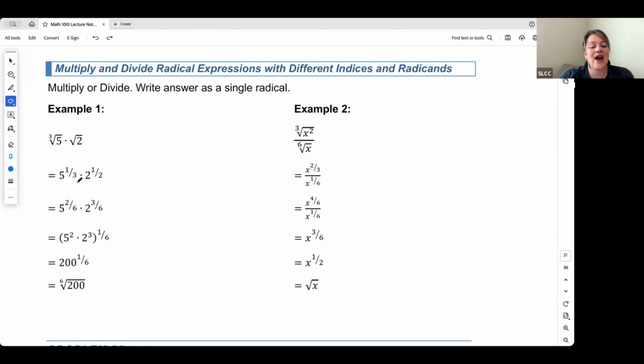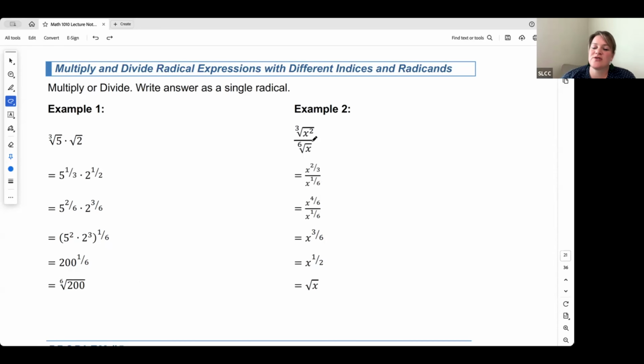6. And how did I get to 6? I multiplied by 2. So I multiplied the numerator by 2 to get 5 to the 2/6. How did I get to 6 on the second term? I multiplied by 3. So I multiply the numerator by 3. Okay, that's how you fix those fractions. And then I see it's the same index of 6, so I can take out 1/6. And then I have 5 squared times 2 cubed, so 25 times 8, which is 200. And then I put it back into radical form, the sixth root of 200.